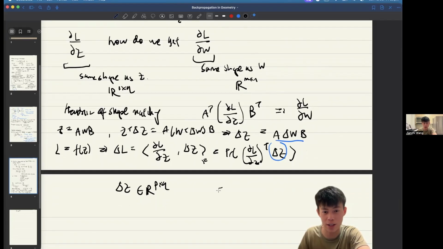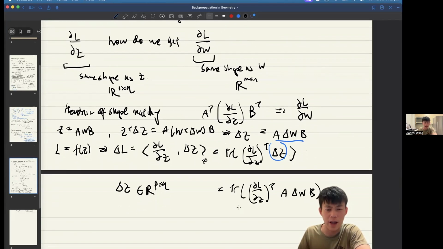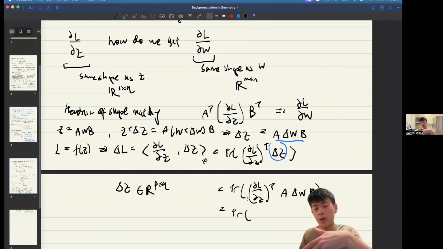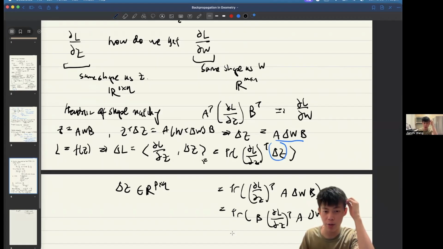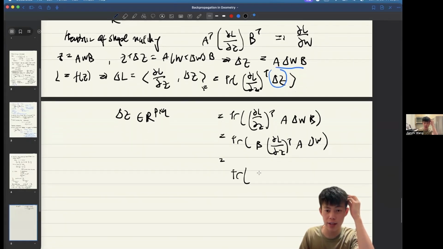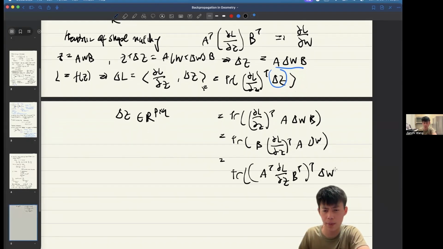What we can do here is substitute this delta Z with A delta W B. So this will give us the trace of partial L partial Z transpose A dW B. Then we can apply some trace properties. The trace is cyclic with respect to the order of operands inside. So we can bring this B over and write this as the trace of A transpose partial L partial Z B transpose, the whole thing transposed, times delta W. And this is equal to the inner product of A transpose partial L partial Z B transpose and delta W.